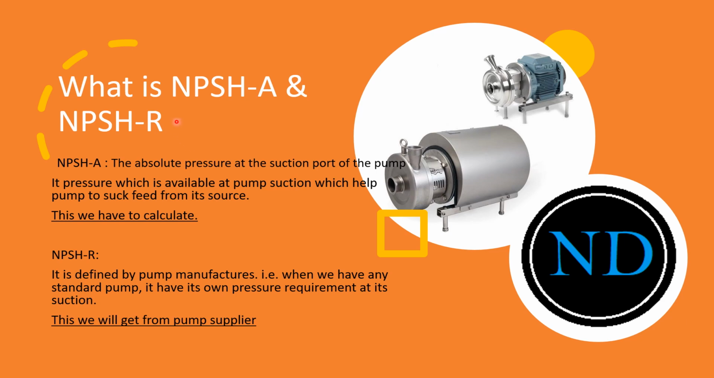So NPSH available, in short, can be defined as the absolute pressure at the suction port of the pump, or it is a pressure which is available at the pump suction which helps the pump to suck the feed from its source tank. So this will be the parameter which you have to calculate during your engineering work, and it depends on the physical location of the pump, layout, etc.